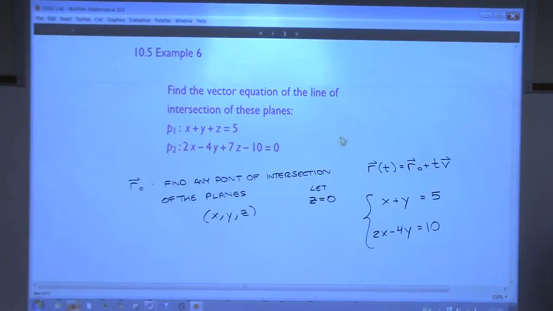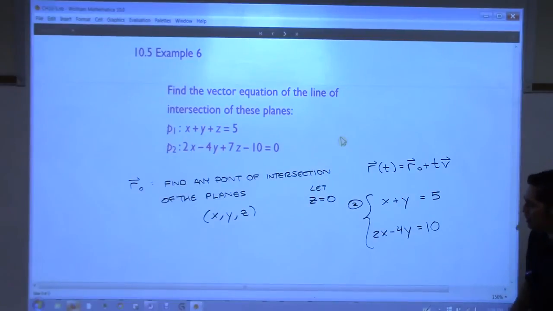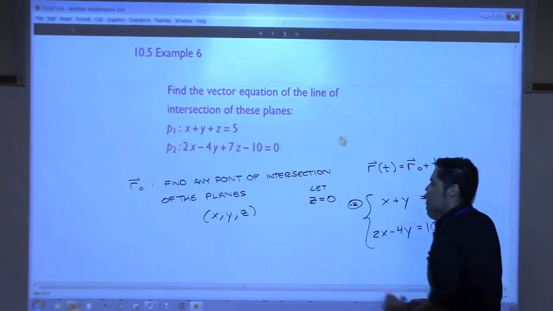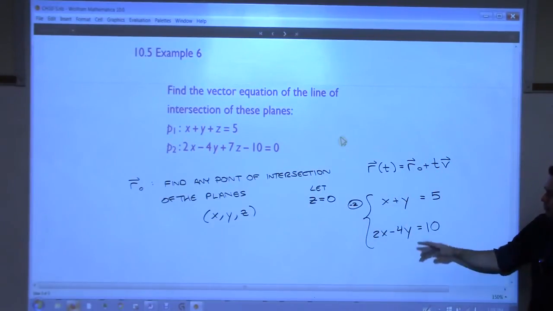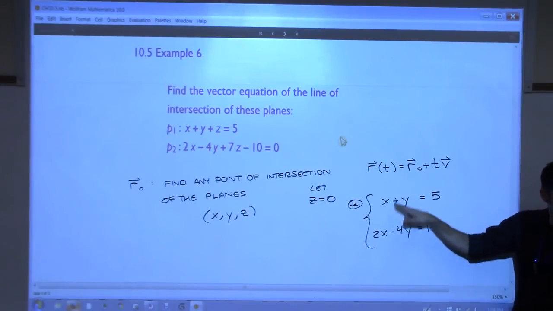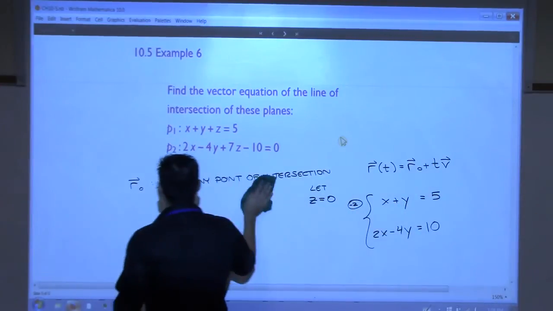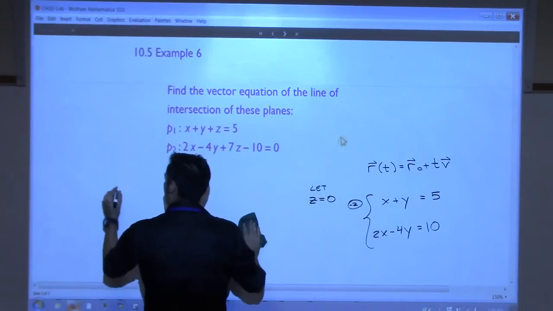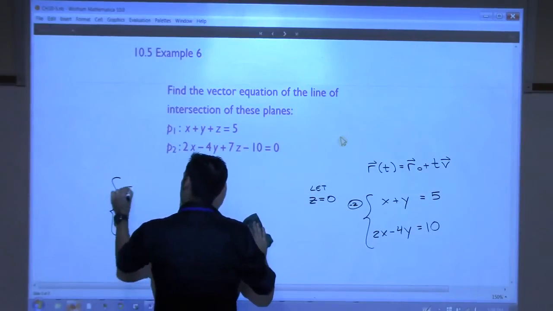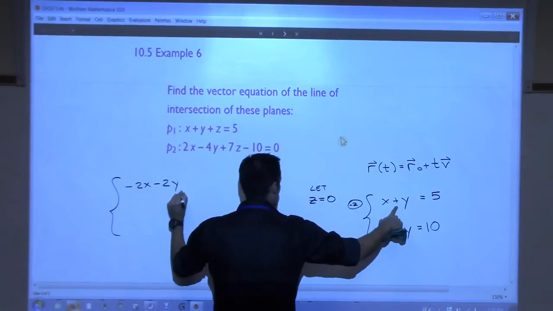So if I were doing this, I would do an elimination or something. Of course, you can use matrices and do all that stuff, but if I'm working quickly, I'm just going to multiply the top one by negative 2. Why am I doing that? Because the x's will cancel when I add down, right? So I'm going to multiply through by negative 2. So my new system of equations is negative 2x minus 2y equals negative 10.